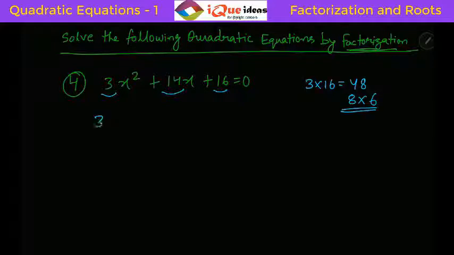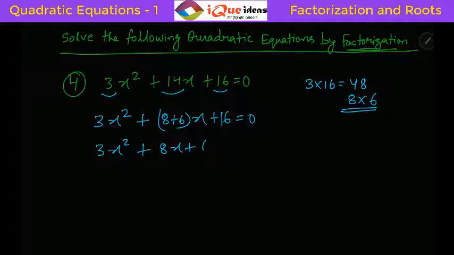So what we do is we write this as 3x squared plus, in place of 14 we write 8 plus 6. See, the order of 8 and 6 does not matter. Even if we write it as 6 plus 8, doesn't matter. You will get the same answer in the end, right? So let's simplify this. Now this is 3x squared plus, if you open it, you will get 8x plus 6x plus 16 equal to 0.